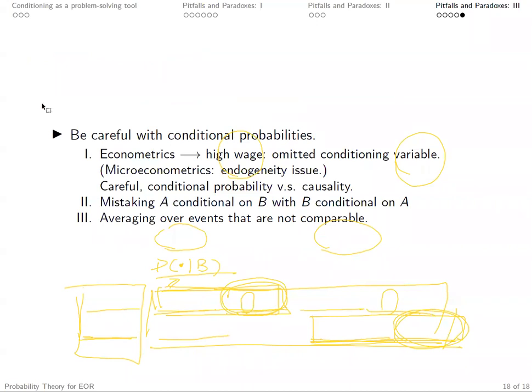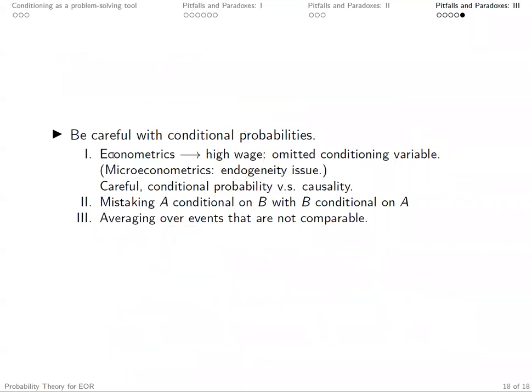So this is what we learned from the above 3 exercises. We need to be careful when we apply conditioning. In the first exercise, omitted conditioning variables, or omitted conditioning events, could change our understanding of some phenomena. In microeconometrics, this is sometimes referred to as the endogeneity issue or omitted variable issue. And we need to be careful.